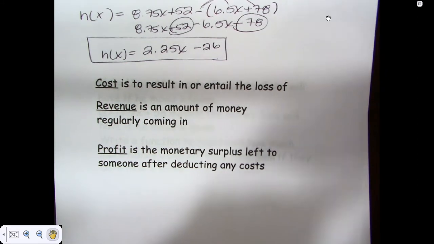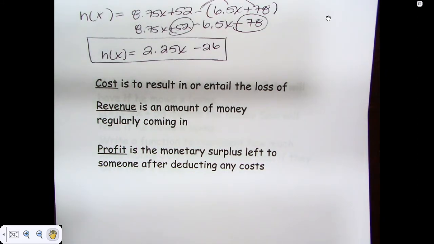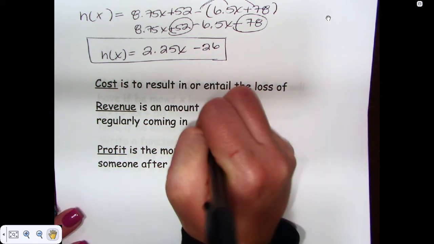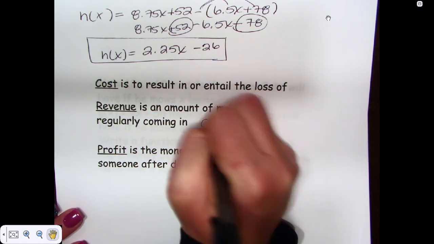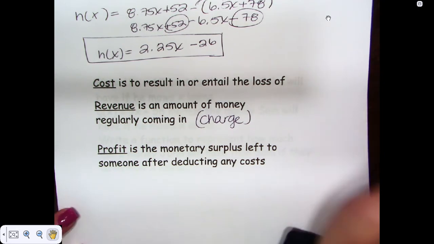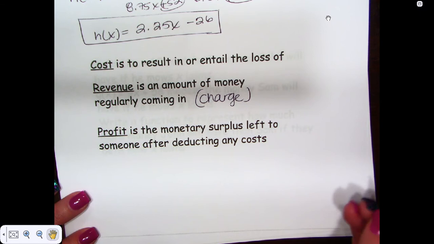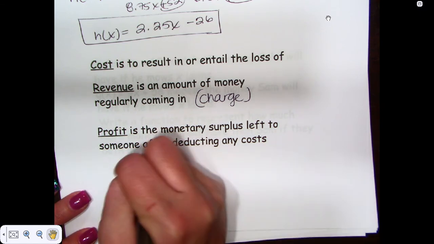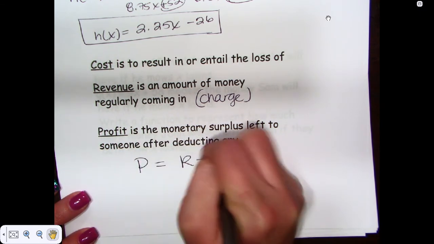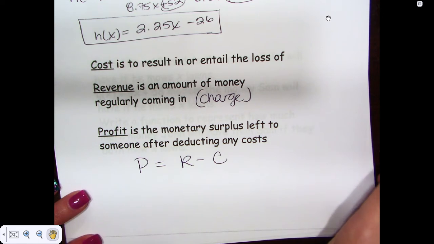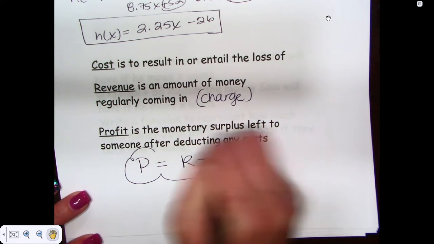All right. Keywords here: cost, revenue, and profit. All right. Your cost is to result in or entail the loss of. Okay. So the cost is how much it costs somebody to make something. Revenue is the amount of money that comes in. So that's how much you charge. And then the profit is the difference in the two of those. Okay. So basically, what we're going to do here is profit equals revenue minus cost. Okay. And that's the formula that we're going to be using for this.